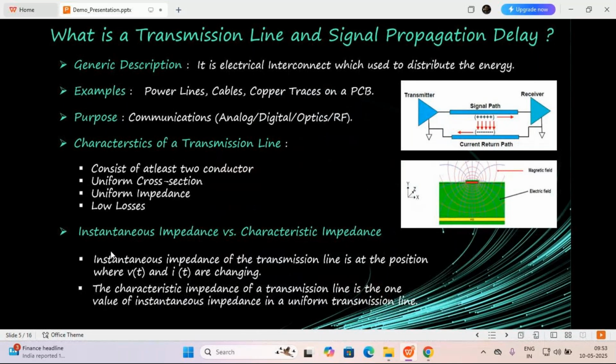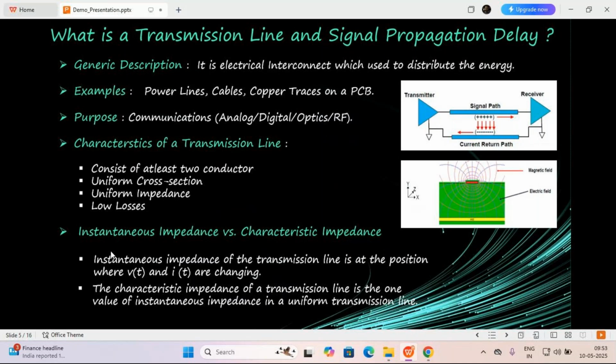So there are multiple types of transmission line depending upon the type of data. For example, the power lines, then we have cables, then we have copper traces in the PCB, then we have optics also which carry the optical information, so optic cables, then we have antennas and all to carry the RF signals, radio frequency signals. So these are all forms of transmission line which carry energy from one place to another, which helps to distribute the energy. Okay, so what is the purpose of transmission line? Its purpose is to establish the communication between point A and point B. It can be analog, it can be digital, it can be optics, or it can be RF. Okay, radio frequency, that is the wireless.